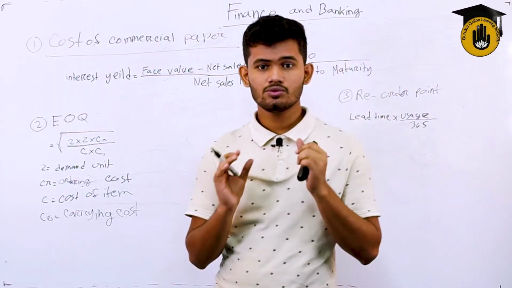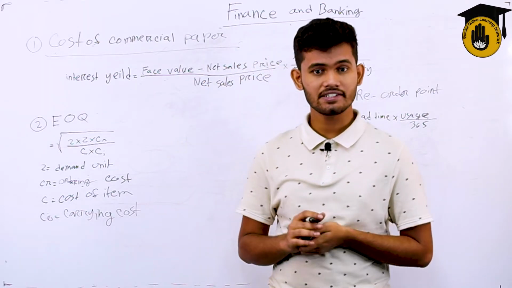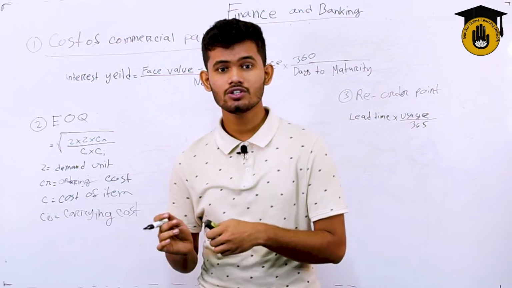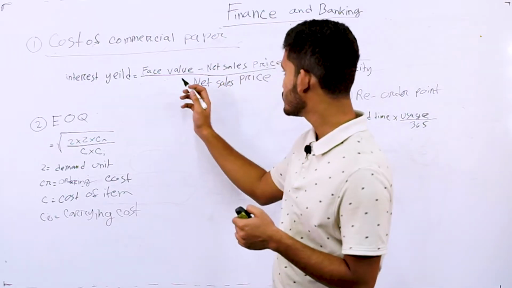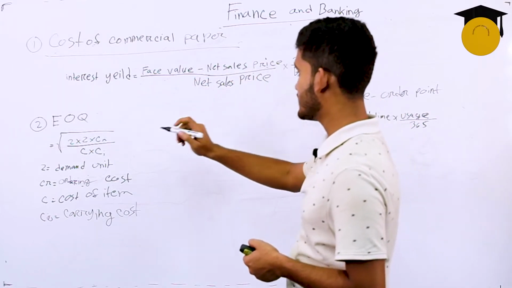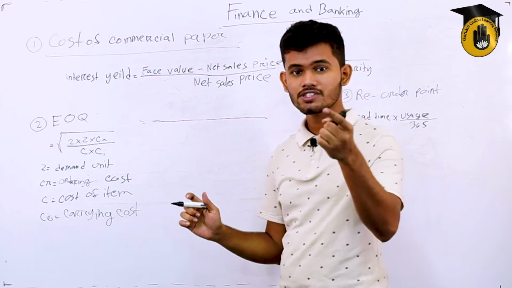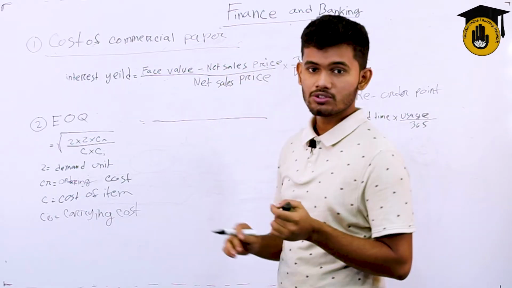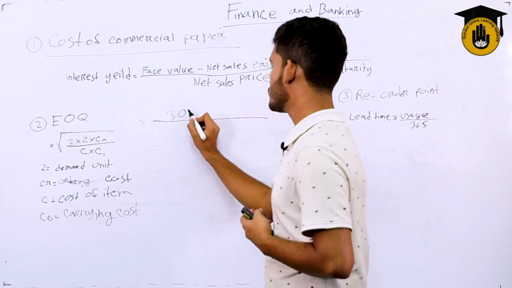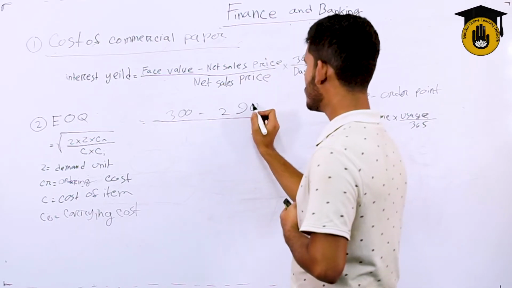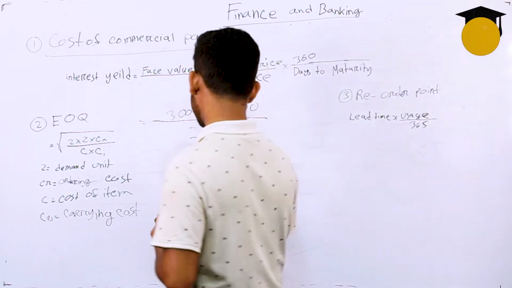A company's paper matures within 90 days and has a face value of taka 300. The commercial paper gets sold at taka 290. So the interest yield on the commercial paper would be face value minus net sales price. What was the face value? Face value, as I mentioned, was 300 and the net sales price was 290. The commercial paper got sold at taka 290. So 300 minus 290 divided by net sales price. Net sales price is the same as 290.